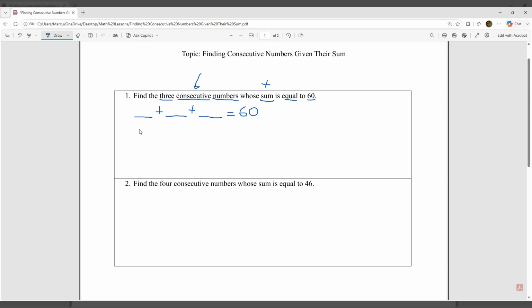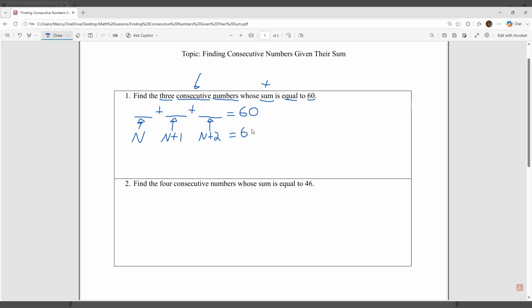So the first number, we don't know what it is, so we can assign a variable to represent that number. So let's say n. The second number is consecutive to the first, meaning it's one higher. For example, 7, 8. 8 is one higher than 7, right? So we could do n plus 1, because the second number must be one higher than the previous number. Similarly, for the third number, we can do n plus 2 because the number is going to be 2 units higher than the first number and 1 unit higher than the second number.